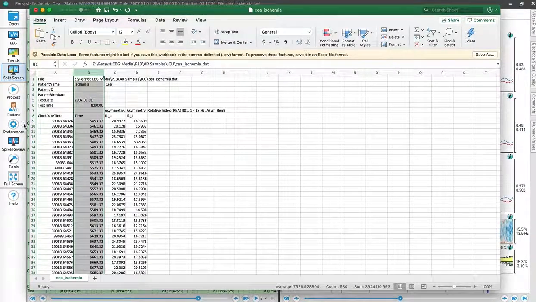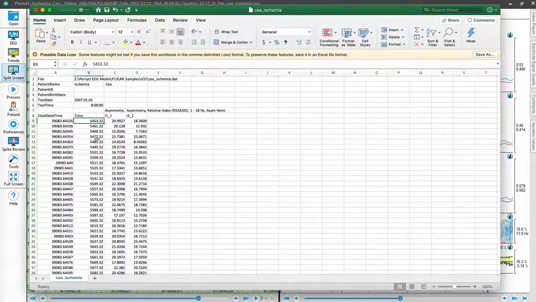That can be configured from the Preferences dialog. You go to Preferences, General Preferences. You can set the time format. In this case, this is set to elapsed time. And so these are the number of seconds from the beginning of the recording. And we can see these have to be incrementing every 8 seconds.